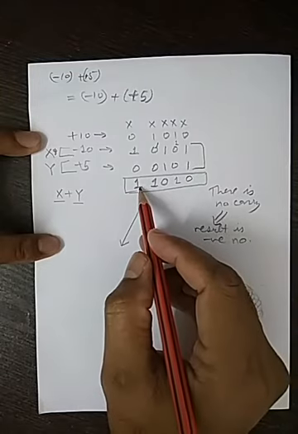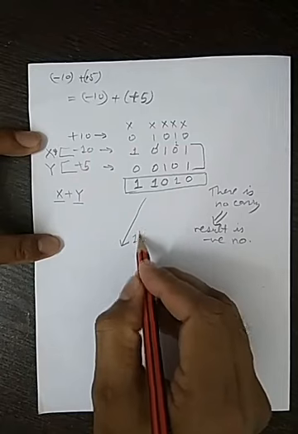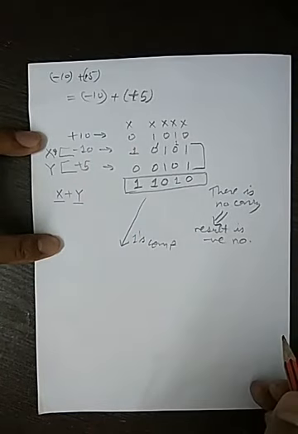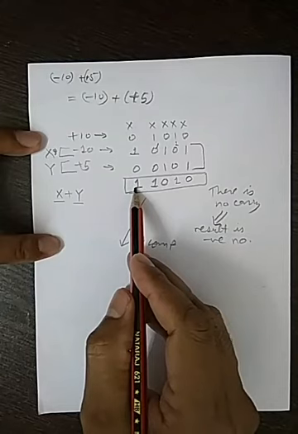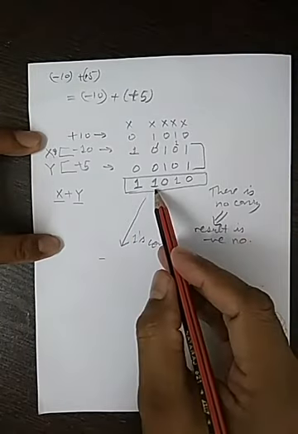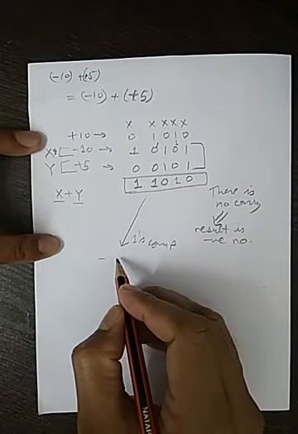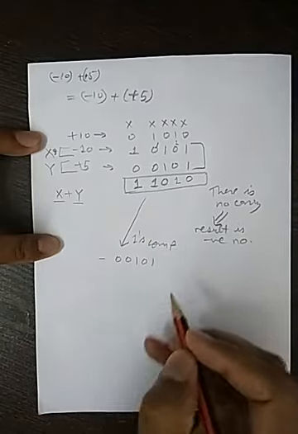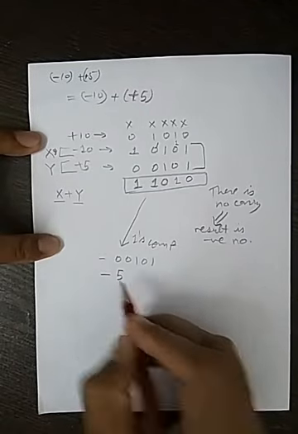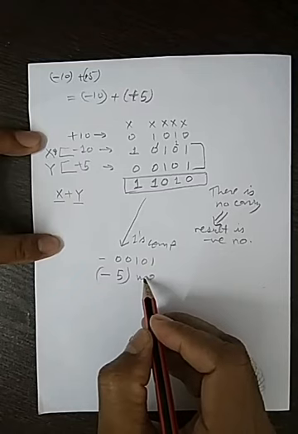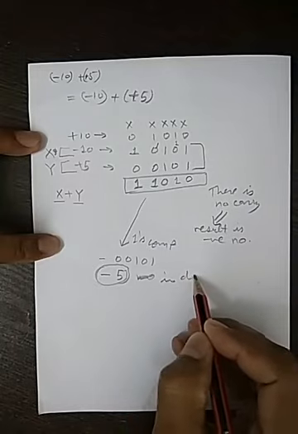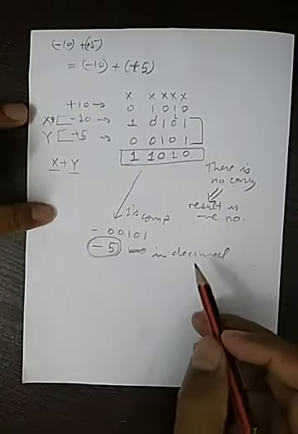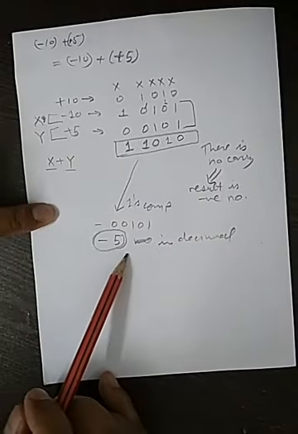For that purpose, I will take 1's complement of this number again, because 1's complement of a negative number gives me the magnitude of the number. So 1 is in the MS sign bit, it means that it is a negative number. Then I will take 1's complement of this number. This comes out to be 0, 0, 1, 0, 1. Means it is minus 5. The result is minus 5 in decimal. So we can verify over here, minus 10 plus 5 is minus 5.